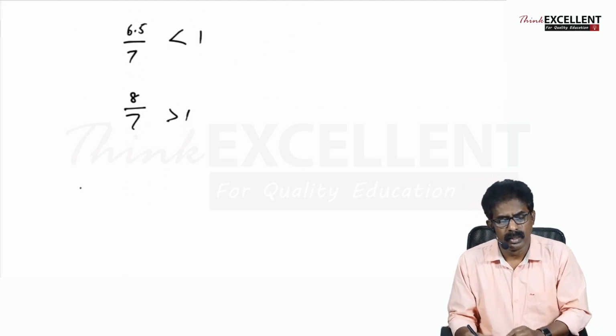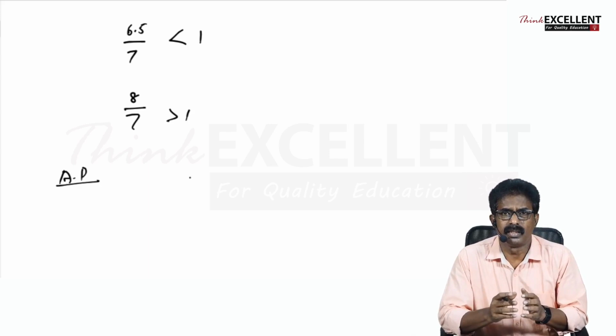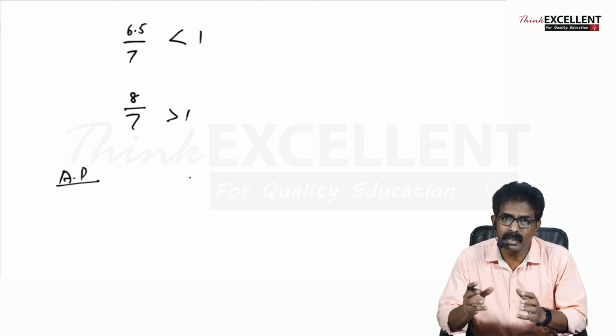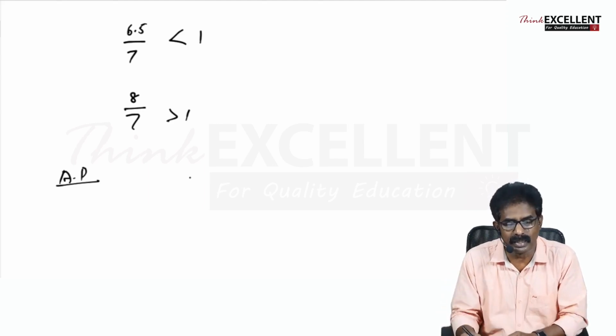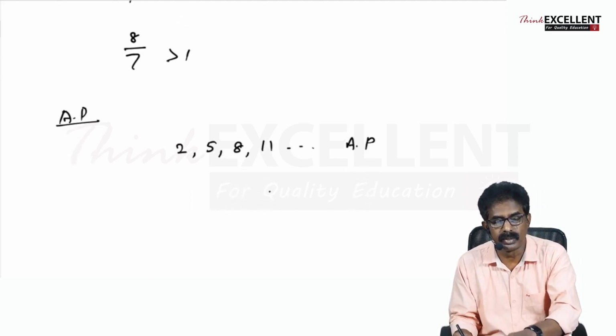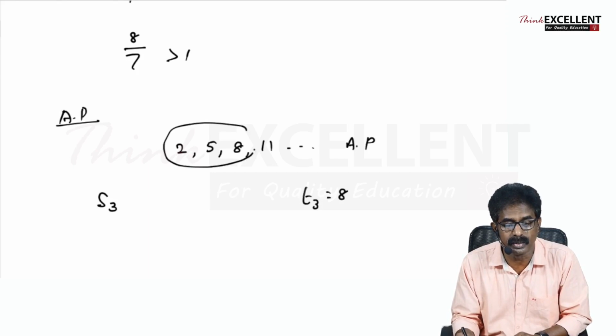Then, in a sequence or in an AP, there is a relation between the term and the sum. If you know Sn, you can find a particular term, which you would have used in 10th standard. I'll give a small example. Suppose 2, 5, 8, keep on adding 3. It is an AP. The first term is 2, the second term is 5, the third term is 8, right? What is S3? S3 means the sum of 3 terms. Add all the 3 terms. What do you get? 8 plus 2, 10, plus 5, 15, right?